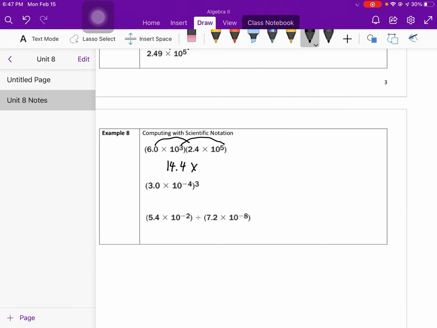And then recognize that you can multiply the tens and add their exponents, so that becomes 10 to the 8th. But this isn't in proper form because 14.4 is bigger than 10. So we've got to shift our decimal one more place. It becomes 1.44. And then since we had to make this smaller, we've got to make this one bigger. So it becomes 10 to the 9th. And that's how you do that.